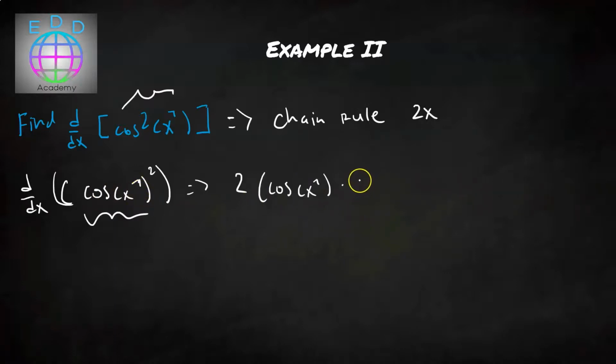which is negative sine of x to the 7th times the derivative of this interior function. It's a little bit confusing, but so times the derivative of x to the 7th, which is 7x to the 6th. And that's it. That's our derivative.